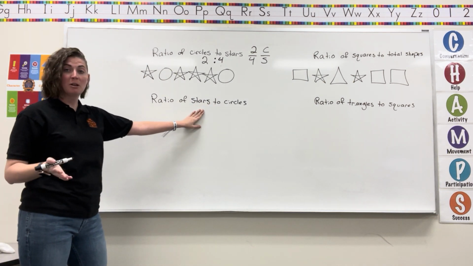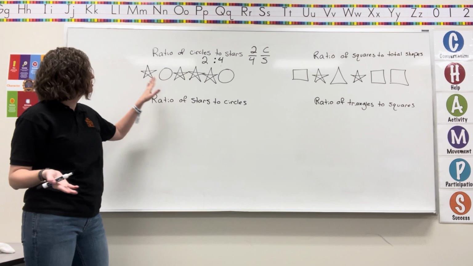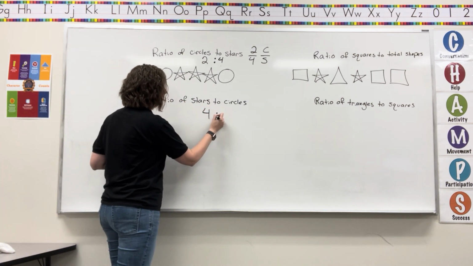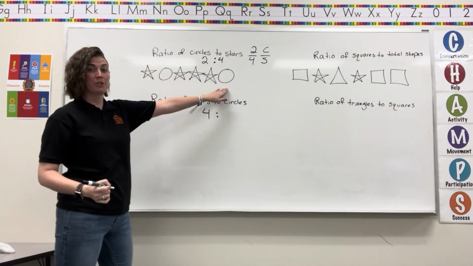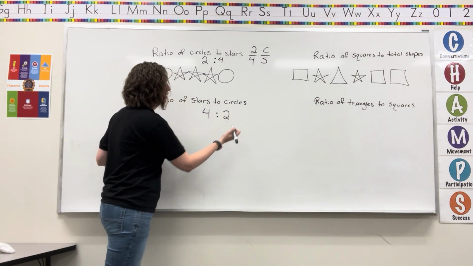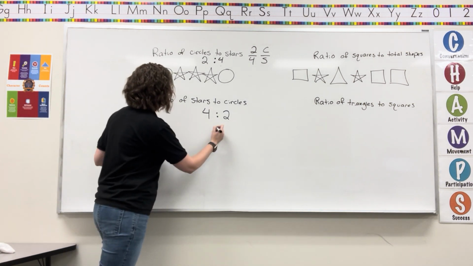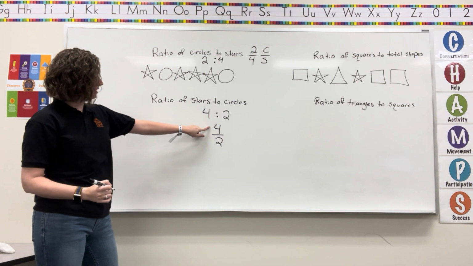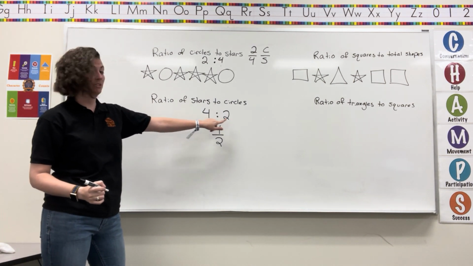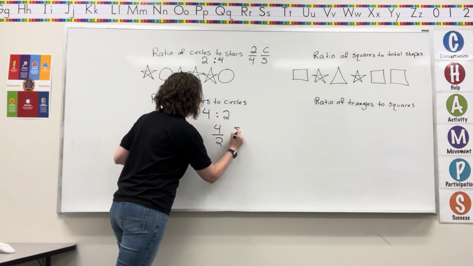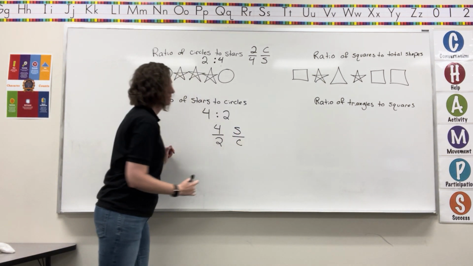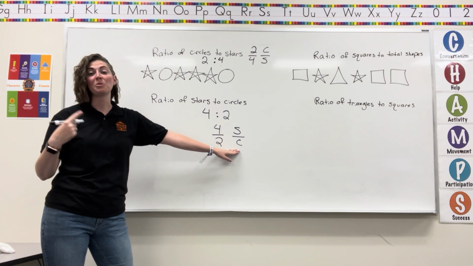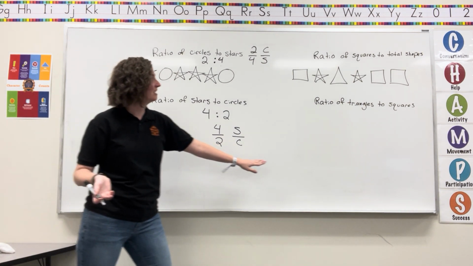So now my first number is going to be the amount of stars, which there are 1, 2, 3, 4. 4 stars to 2 circles. As a fraction, that would be 4 over 2. Stars to circles, or stars to circles. Get in this habit. This will help you when you get into proportions and comparing those.